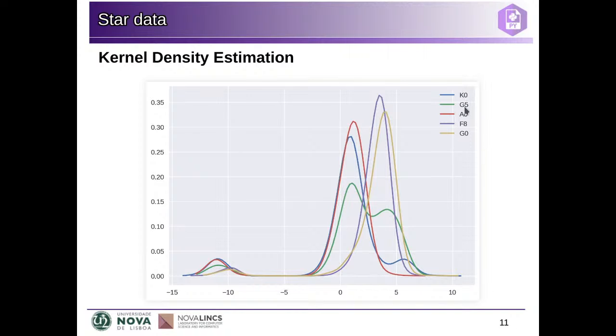So these are the top 5 spectral classes in order, so the ones that are more common. And this is the distribution of the absolute magnitude of the stars in each of these spectral types. We can see the kernel density estimation giving us those distributions.